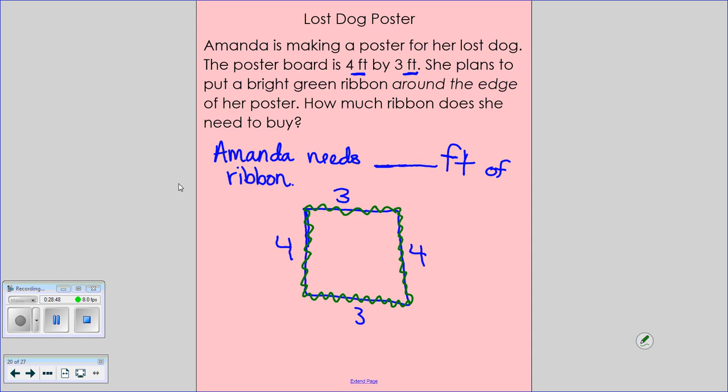Correct? That would make no sense if she just put ribbon all over her poster. No, that would not make sense. What math can I use now to figure out how much ribbon she needs? Ribbon is only where that green is, so what math am I going to use to figure that out?